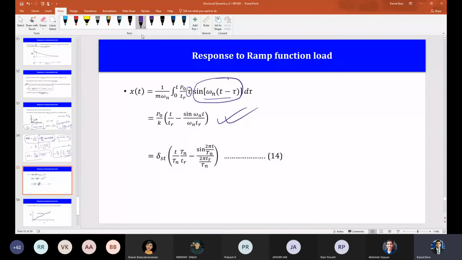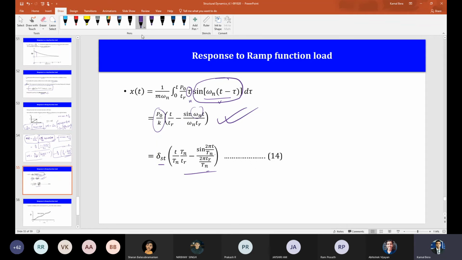You consider this as u v, so you know how to do the integration by parts. This can also be written as this. Since P naught by K is delta st, this is for plotting convenience. I can write t by Tn, Tn by Tr, because I want to introduce the natural time period of the system. Then I can write omega n equal to 2 pi by Tn.